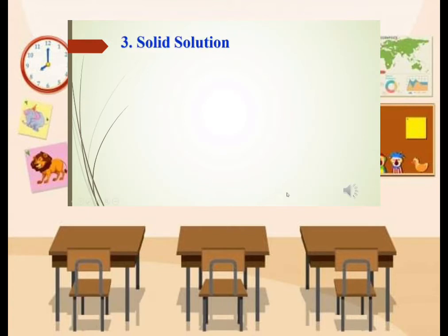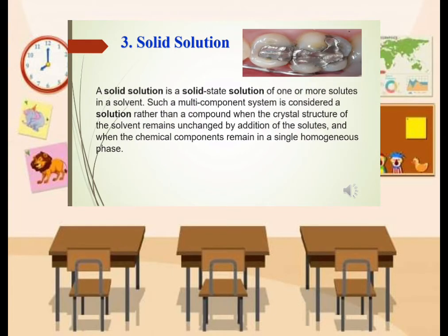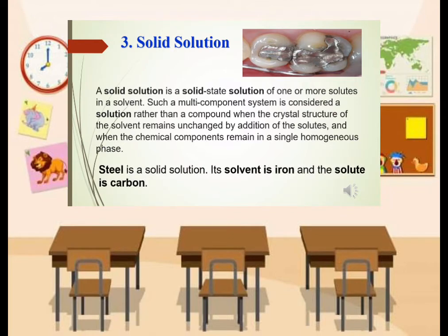Number 3, solid solution. A solid solution is a solid-state solution of one or more solutes in a solvent. Such a multi-component system is considered a solution rather than a compound when the crystal structure of the solvent remains unchanged by addition of the solutes and when the chemical components remain in a single homogeneous phase. Steel is a solid solution. Its solvent is iron and the solute is carbon.